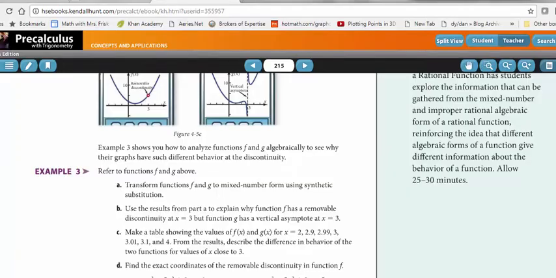Moving on to D. Find the exact coordinates of the removable discontinuity in function f. Well, basically what I'm looking for is what should the value be of this thing when x equals 3? What should it be? Okay, so really all I'm going to do is plug in 3 into my simplified version. Okay, let me show you.